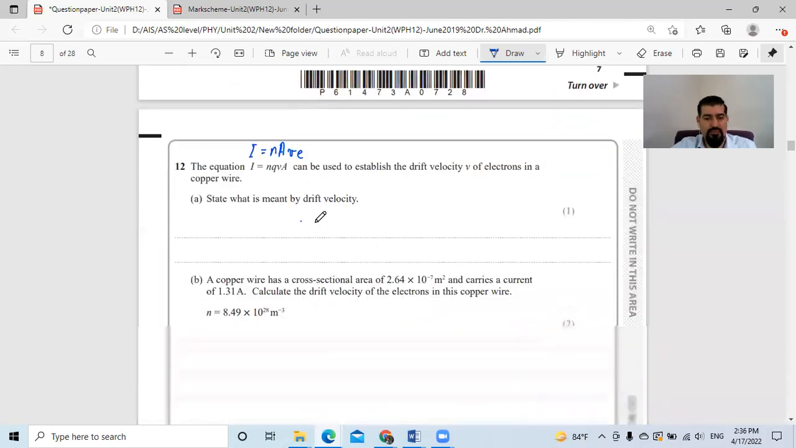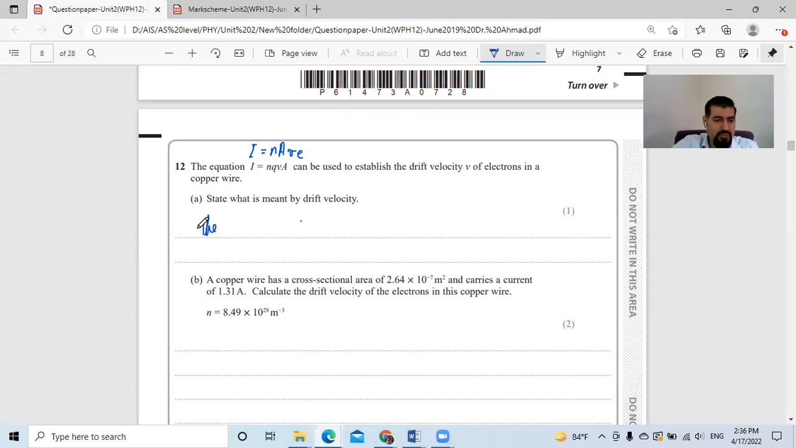Okay, let's move on. Now, the equation I equals nqvA can be used to establish the drift velocity v of the electrons in a copper wire. State what is meant by the drift velocity. Now, what's the meaning of the drift velocity? Yes, thank you, Hamza. Another answer. Okay, it's the average, what? Bravo, Ammar.